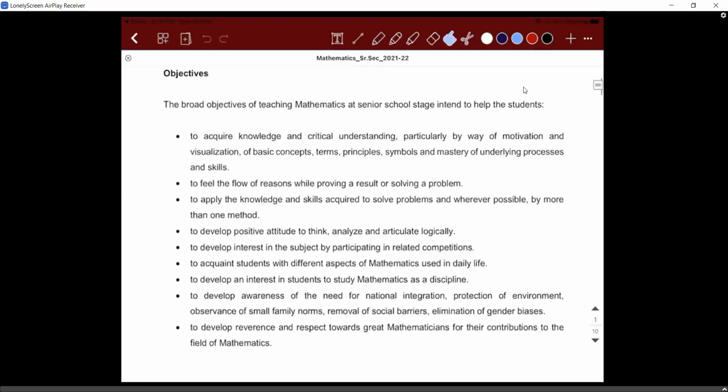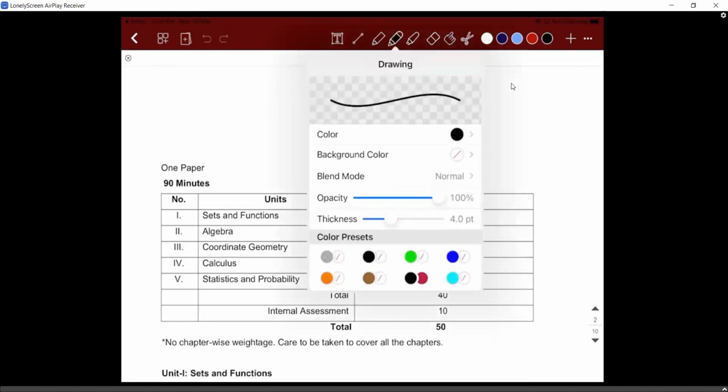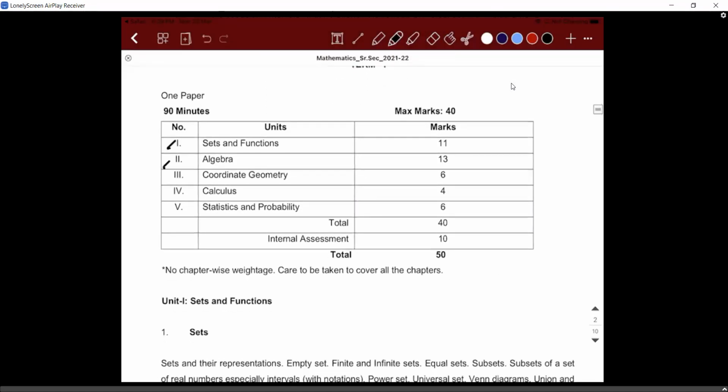So we get started. This is from your 11th standard math. You have these chapters, or rather, they're not chapters, I would say they are the units. The first unit is sets and functions, then the algebra part, coordinate geometry, calculus, statistics and probability. You had 5 units, right? Let me tell you which units are important for this year.